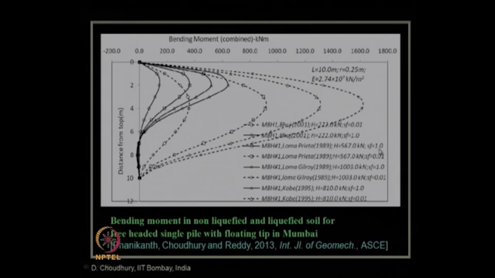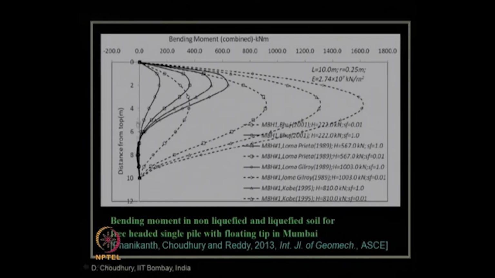So, these are the values of this SF. You can see SF value 1 means there is no liquefaction. So, under no liquefaction condition, these are the bending moment curves. See these solid lines or dark lines, and this dotted line shows the bending moment under the liquefied condition when SF value is considered as 0.01. So, you can see there is a significant increase of the pile bending moment.